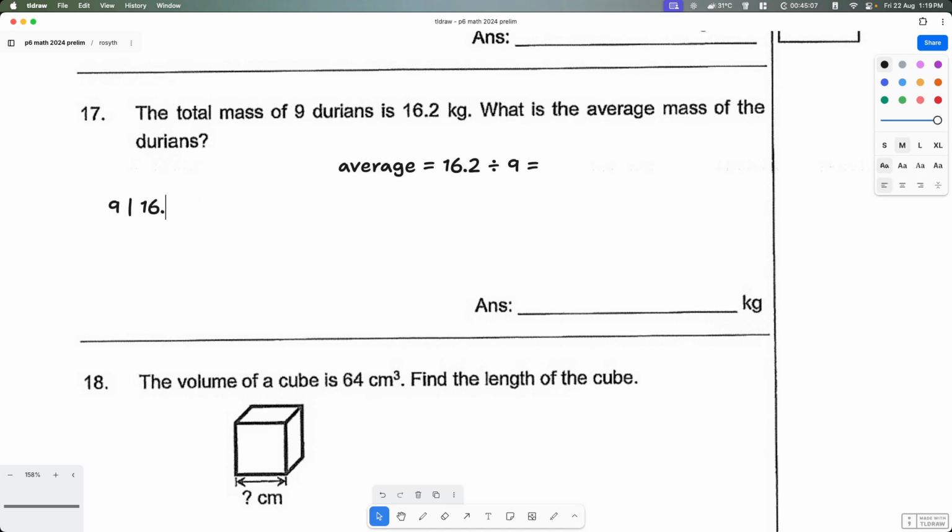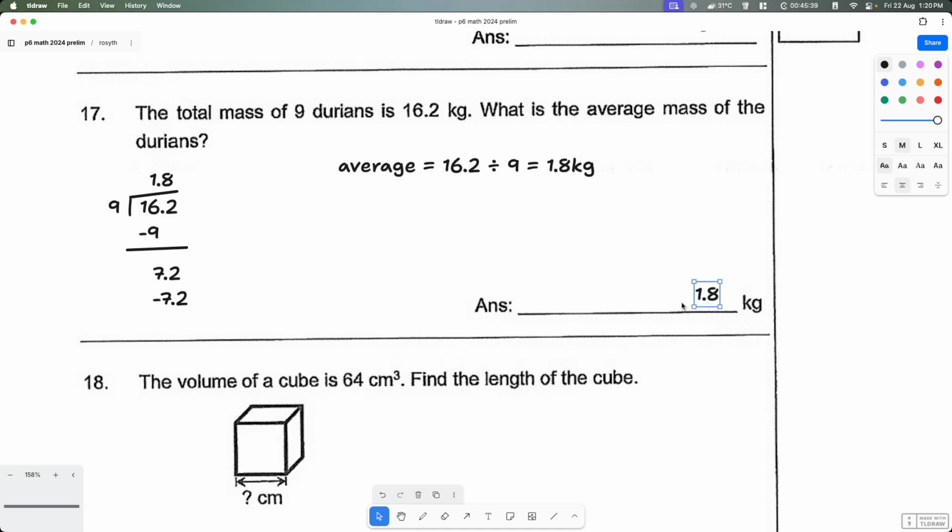So 16.2. Okay, so for this one, we can minus 9. And this will give us 1 times 9 is 9. So 16 minus 9 is 7. And then 0.2. So we can minus 7.2. Okay, so what gives 7.2 is zero point 0.8. Okay, there you go. So the answer is 1.8 kg. Okay, let's move on to the next question.